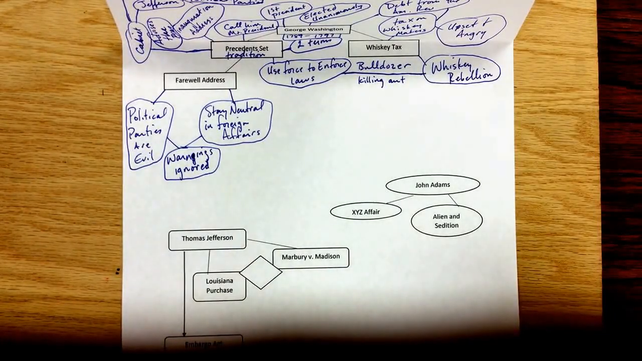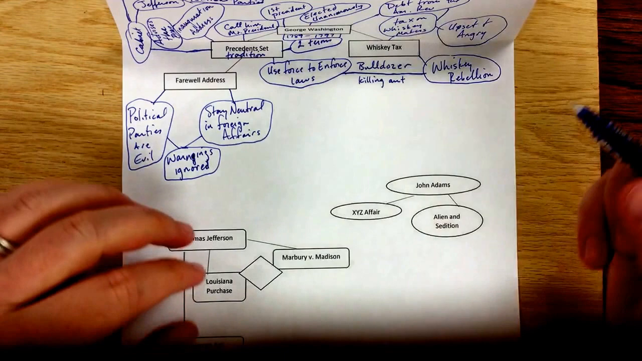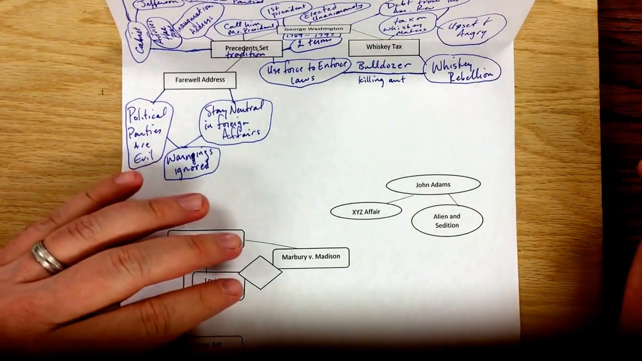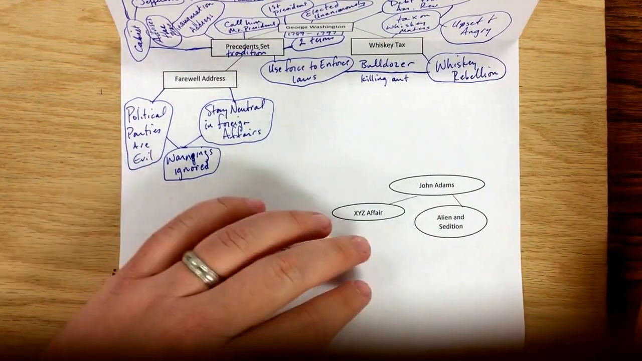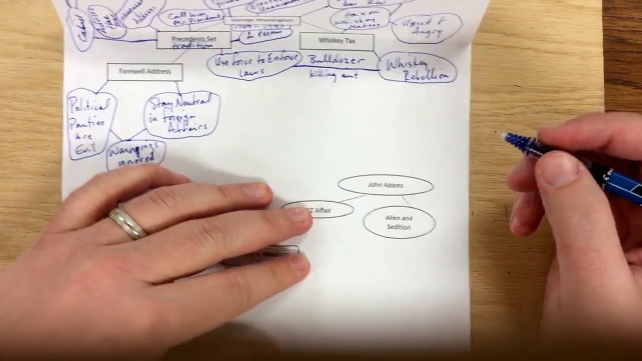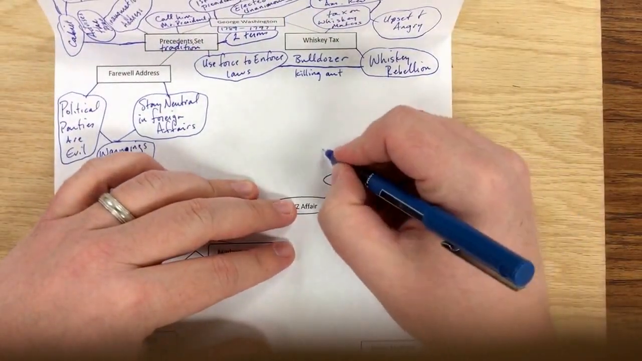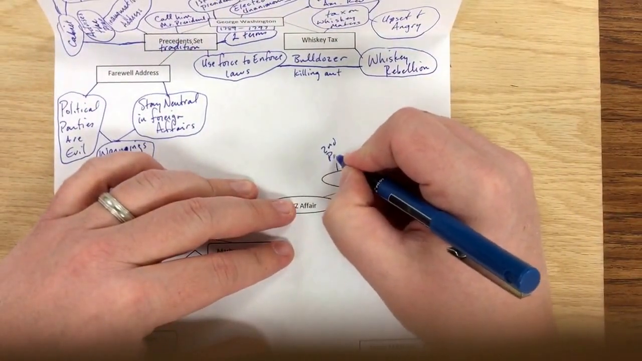All right, we're going to do part 2 of our bubble map notes. We just finished George Washington. We're going to move on to John Adams now. John Adams, as we all know, is our second president.